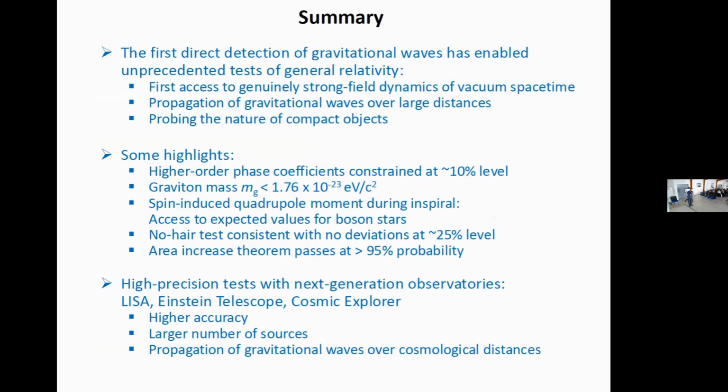So this is a summary. I won't read this in detail, of course, but I hope I've convinced you that we now have first access to the truly strong field dynamics of vacuum space-time, which we did not have access to 10 years ago. Propagation of gravitational waves over large distance, probing the nature of compact objects, and I had some highlights, and I want to emphasize that, yes, we're getting somewhere. We're getting into truly interesting territory that Hawking would have appreciated, I think. But really, now we want to move to high precision science, and that's going to be the next generation of gravitational wave detectors. Thank you very much.